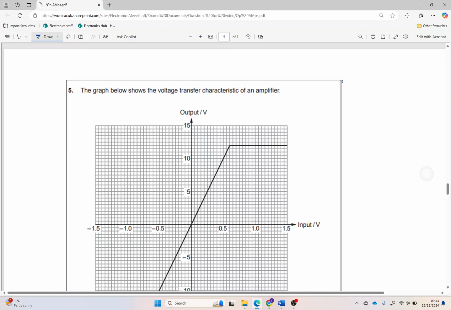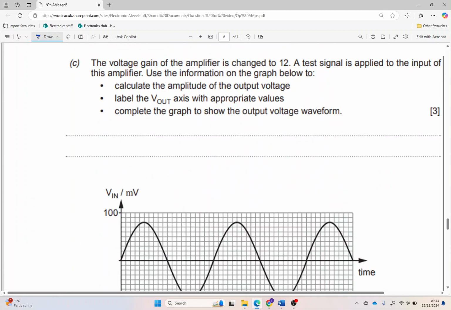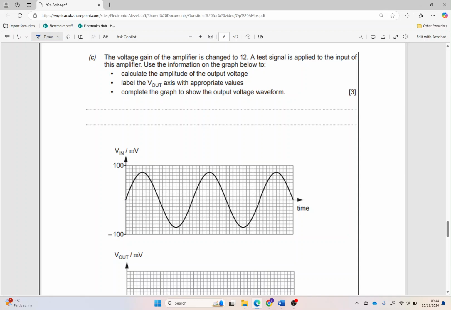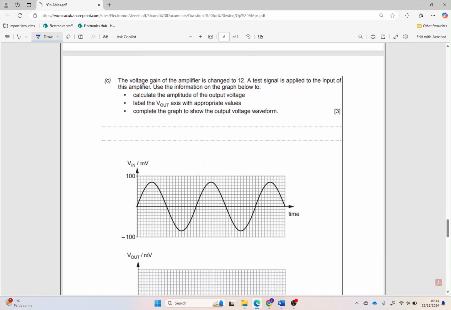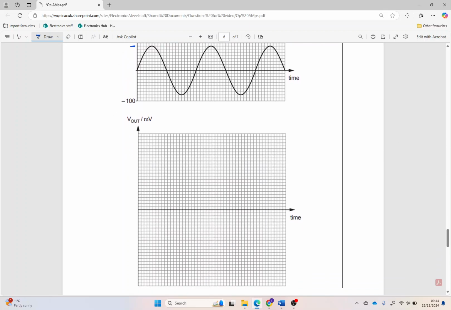I decided not to do this one in the end because it's a repeat. So we've got one here. I just wanted to draw a graph. So we've got 80 millivolts going in. 80 millivolts times 12 equals 960 millivolts. So therefore, drawing on a graph of suitable scale: 500 millivolts, 1 volt, minus 500 millivolts, minus 1 volt.